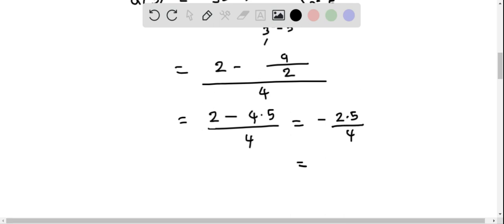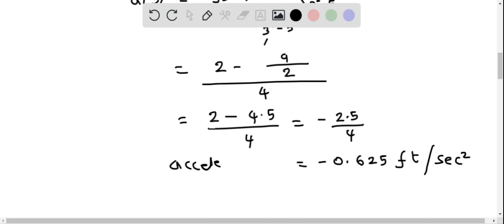And so if we plug this into the calculator, we get negative 0.625, and the unit is feet per second squared. So this is the acceleration of the particle at t equals 3 seconds.